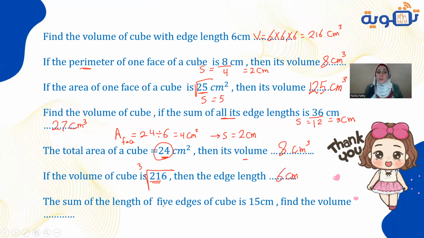The sum of the edge lengths is given for 5 edge lengths, so I will divide it by 5, because this is not the total edge length. Divide by 12, no. Only divide by 5 equals 3 centimeter. So the volume is 3 times 3 times 3, 27 cubic centimeter.